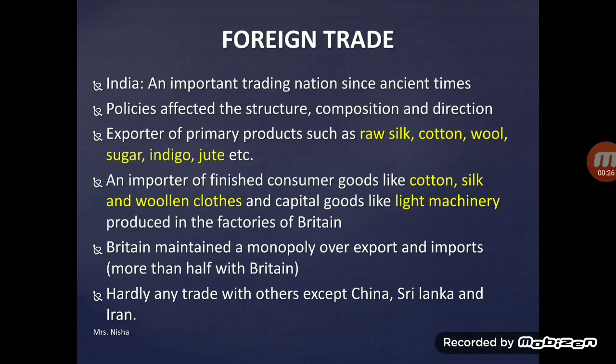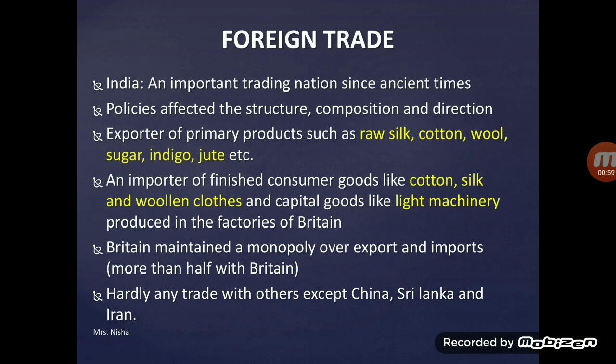Children, when we talk about foreign trade, India has been an important trading nation since ancient times. But with the advent of Britishers, the policies which Britishers pursued affected the structure, composition and direction of our foreign trade. When we talk about structure and composition of trade, we are talking about the kind of items India was exporting and importing. When it comes to direction, we are talking about which nations India was having trade with.